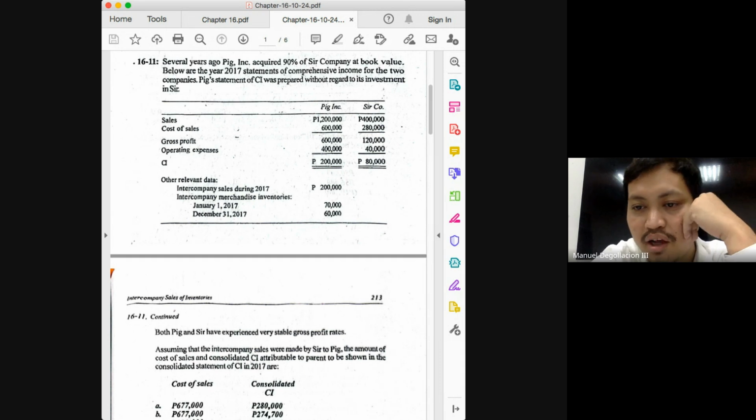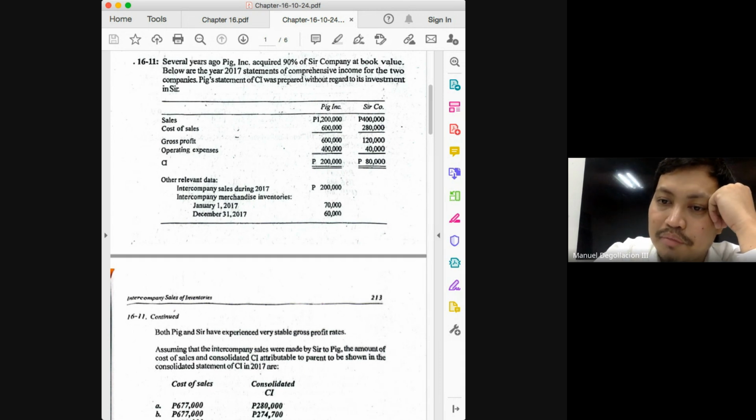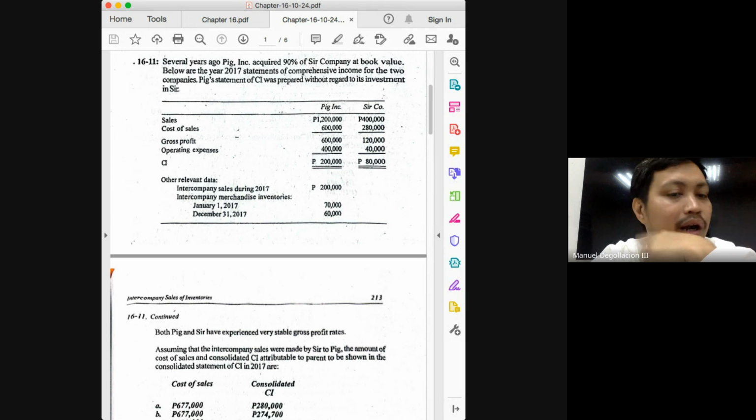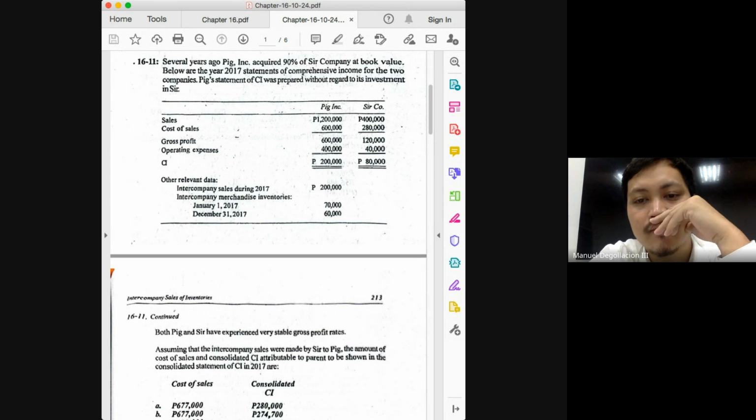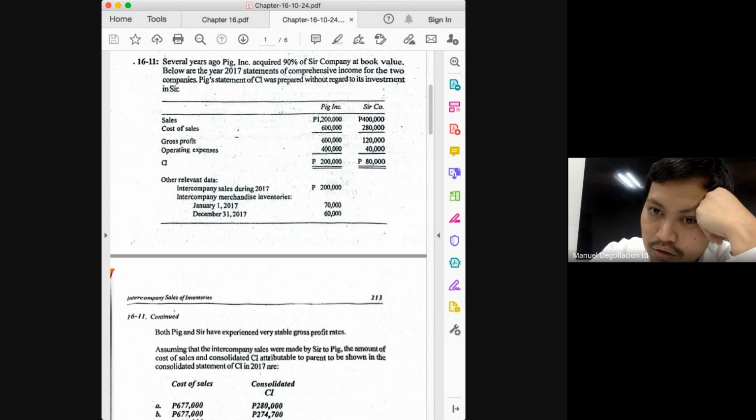What's next? Markup on ending. We already have the ending of 60. We know that we'll be using 30%. So 30% of 60,000 will be 18,000. Normally, markup on ending would be deducted, but for your cost of sales, it will be added. Please don't get confused, class. So 600 cost of sales of parent plus 280 cost of sales of the subsidiary minus intercompany sale of 200 minus markup on beginning of 21,000 plus markup on ending of 18. This will be how much?